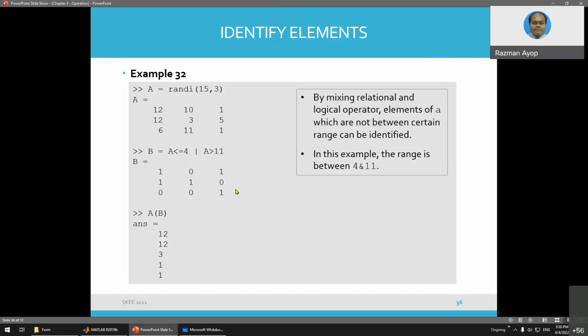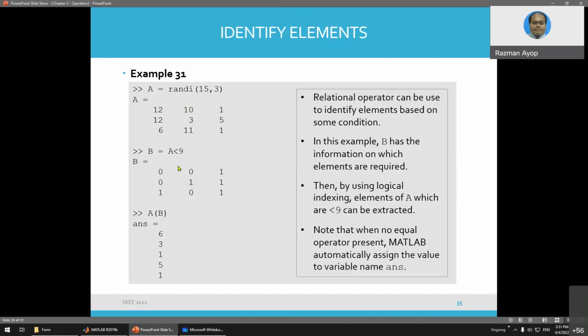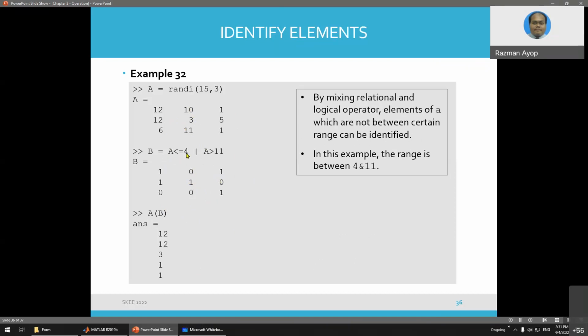Okay, how about this? The same thing if you have a range. For this one, you want the value less than 9. How about you have a range? You want the numbers 4 until 11.